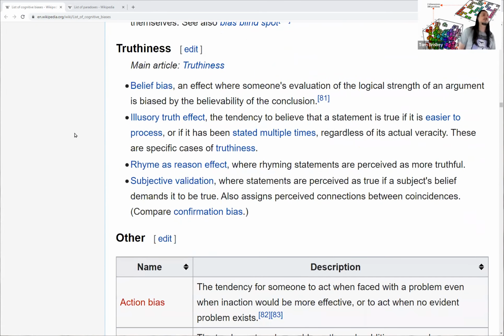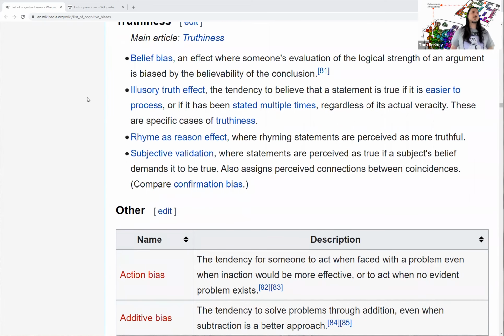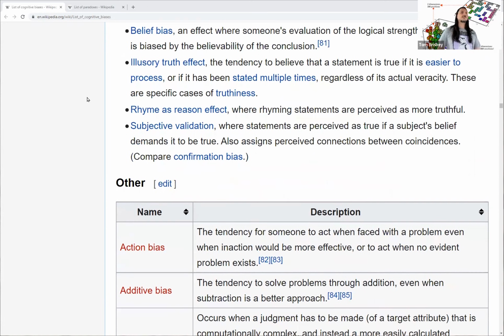Truthiness, the belief bias effect, where someone's evaluation of the logical strength of an argument is based on the believability of the conclusion. Yeah, that's nonsense. That's the "I don't want to believe it" button. The tendency to believe the statement is true if it's easier to process or if it has been stated multiple times. Yeah, that's the 24-hour news cycle. Rhyme as reason. Yeah, rhyming makes things more fun. People believe things that rhyme for some reason.